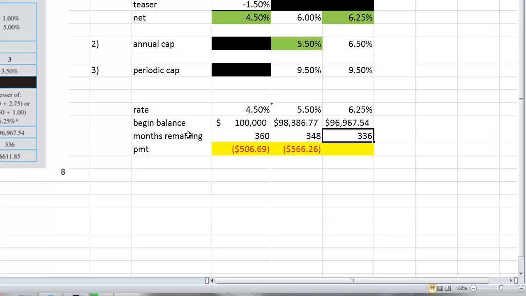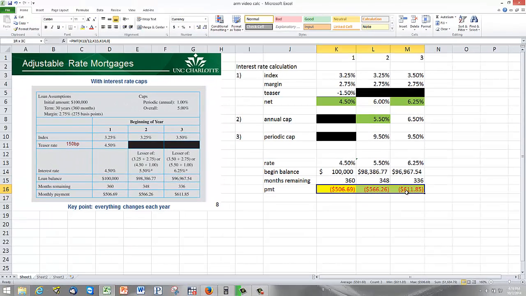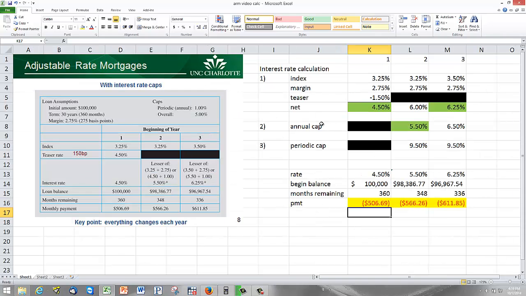And so now we can use this. This is our beginning amount for year 3. We can now compute your payment as usual. So rate divided by 12, your present value, and we get 611.85, which is exactly the same payments that we get here, the payments you see there. So again, ARM's very detailed calculation.